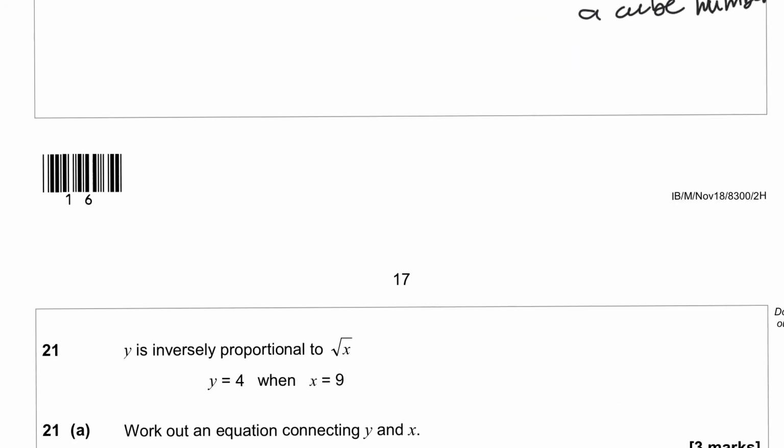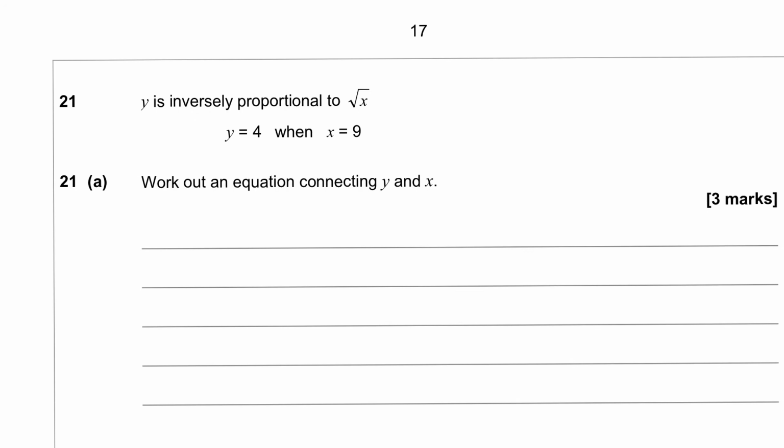Okay. Let's have a look at question 21. So it says, y is inversely proportional to the root of x. It's given us values for y and x, and it wants us to work out an equation connecting them. So in terms of inverse proportionality, I have a way of writing this down.